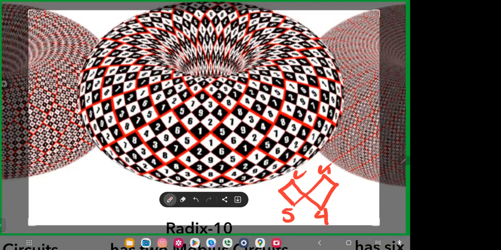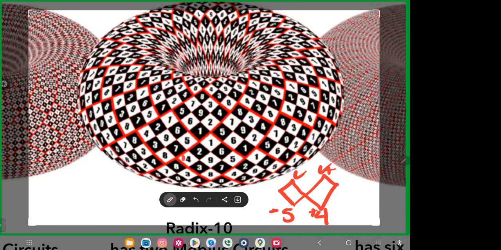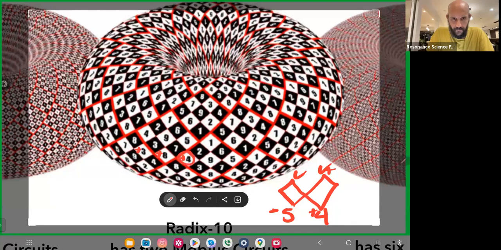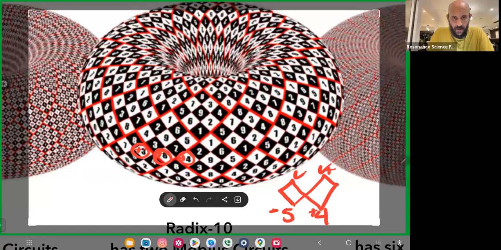So this was positive 1, negative 8. So this is going to be positive 4, negative 5. There's positive 4, positive 8, positive 3. So 1 times 4 is 4, 2 times 4 is 8, 3 times 4 is 12, which is 3.